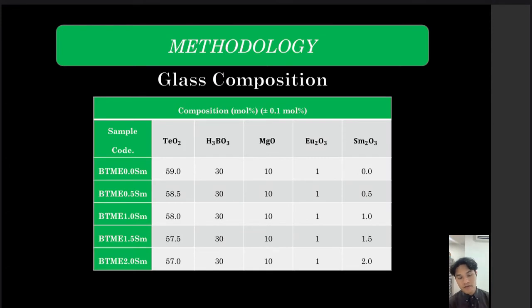So for the methodology, these are the glass compositions that we are going to use in this research, which are tellurium oxide, boric acid, magnesium oxide, europium oxide, and especially the variation of samarium oxide in the composition, from 0 mole percent to 2.0 mole percent.